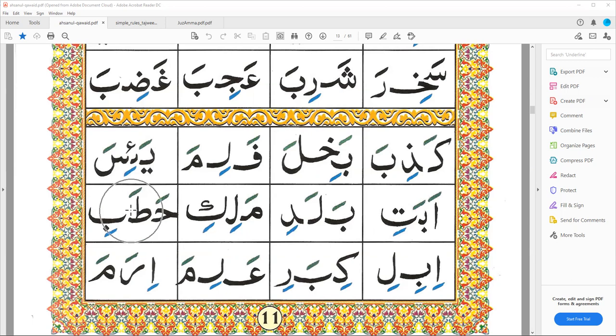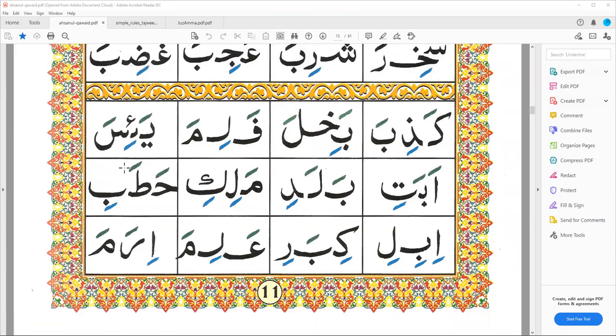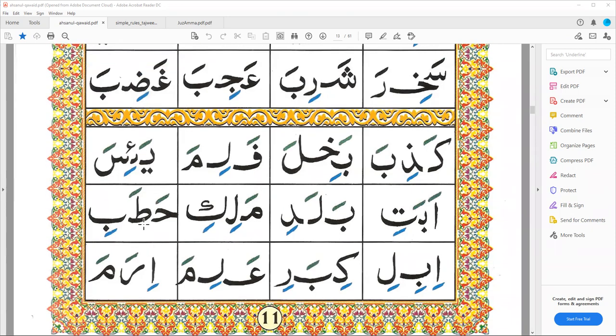Ha zabar ha. Ta zabar twa. Hatwa. Ba zer bi. Hatwa bi. Good. Ha zabar ha. Ta zabar twa. Hatwa. Ba zer bi. Hatwa bi. Good. Say twa. Ra zabar twa. Ba zer bi. Twa bi. Hatwa bi.